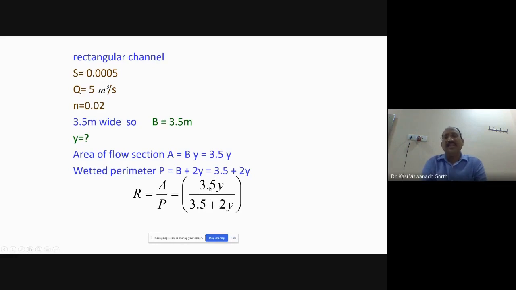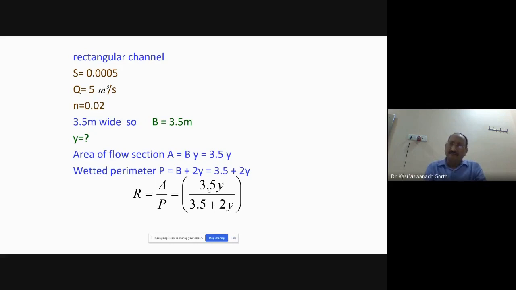I repeat once again, in rare cases also, one value is not given and we try to estimate. Maybe Chezy's coefficient has been estimated in one problem. Longitudinal slope has been calculated in another problem. Mean velocity has been calculated in one problem. Discharge is calculated in one problem for different shapes. However, the governing equations are either Chezy's equation or Manning's equation. Here also same thing, but the difference as compared to the other problems is that in this problem the depth of flow Y is not given.